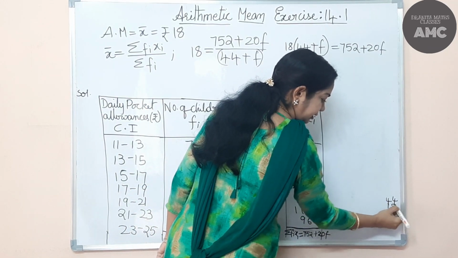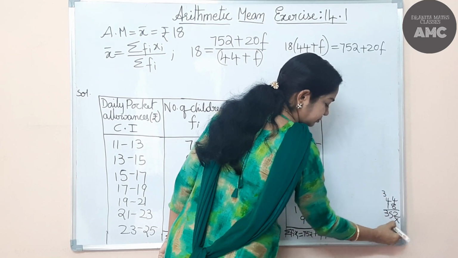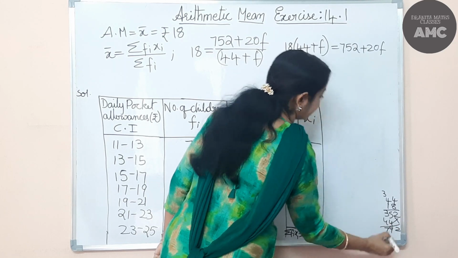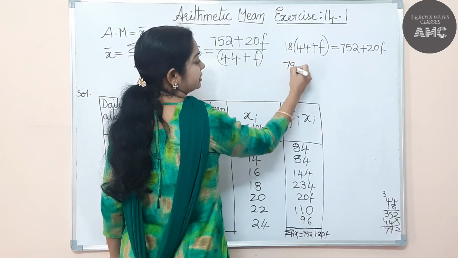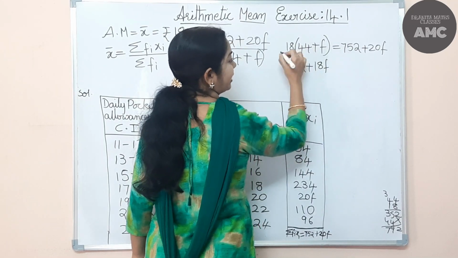44 into 18. 18 4s 32. 32. 44. So 2, 9 and 7. 792 here. 792 plus 18F. Opening of the bracket here.